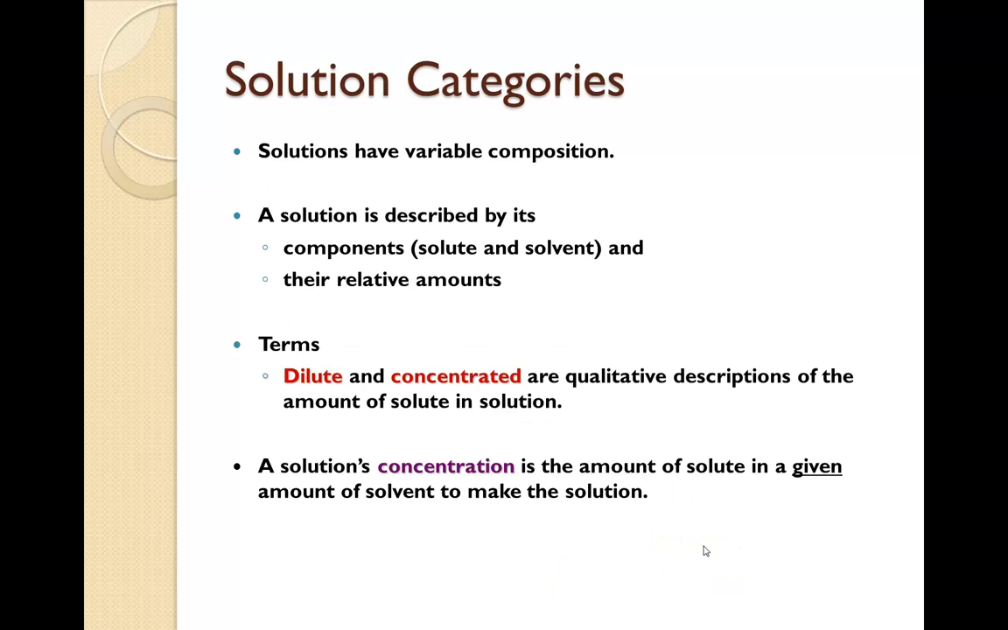Solutions have variable composition, and it's described by its components, the solute and the solvent, and their relative amounts. The terms dilute and concentrated are qualitative descriptions of the amount of solute in a solution. Dilute would be a small amount of solute, while concentrated is a large amount. A solution's concentration is the amount of solute in a given amount of solvent to make the solution.